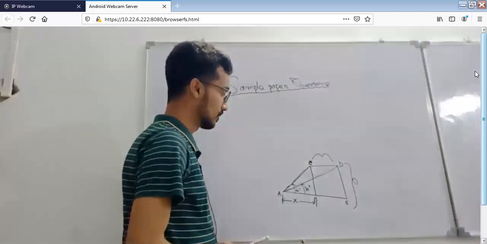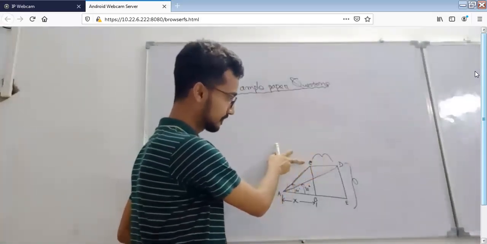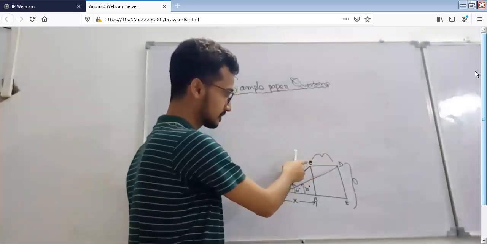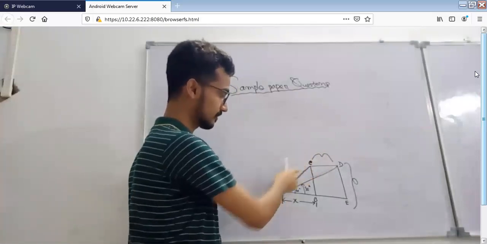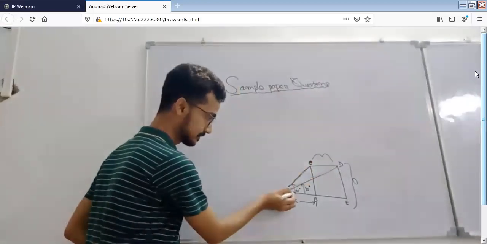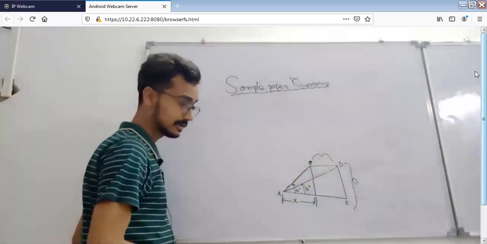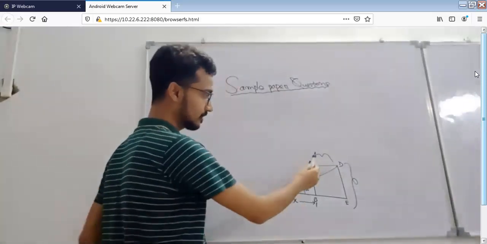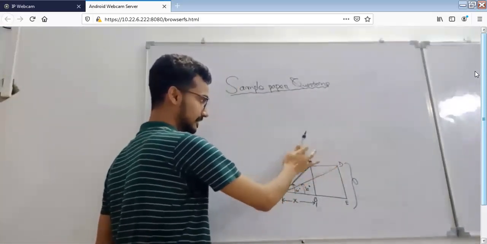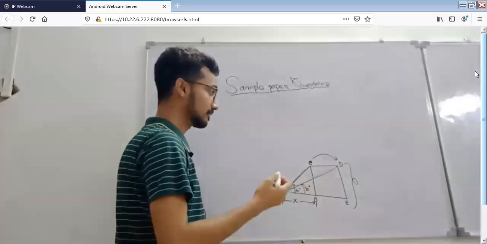When the jet fighter is at position C, the angle of elevation of the jet fighter from point A on the ground is given as 60 degrees. That means this angle is 60 degrees. The jet fighter will fly for 10 seconds, and after 10 seconds, suppose it reaches point D.